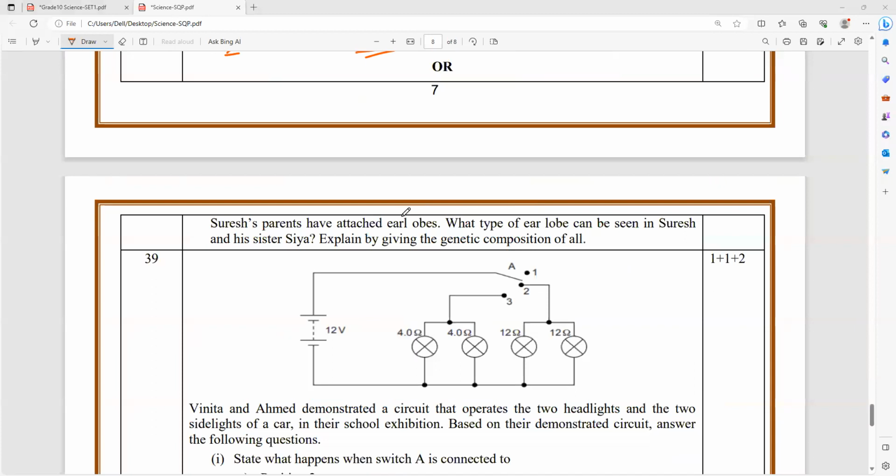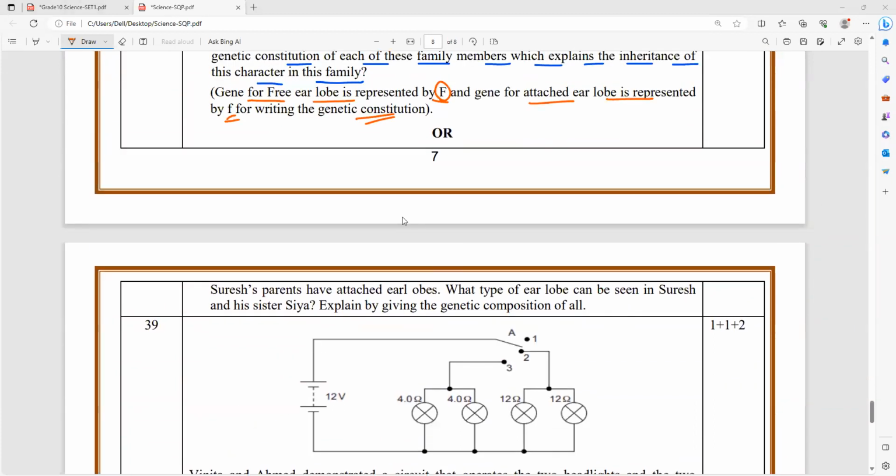Next, Suresh's parents have attached earlobes. Means both parents are having what? Small f and small f. Will you all agree with me? Yes or no? Because attached earlobe is dominant or recessive? It is recessive. Definitely they are having small f and small f.